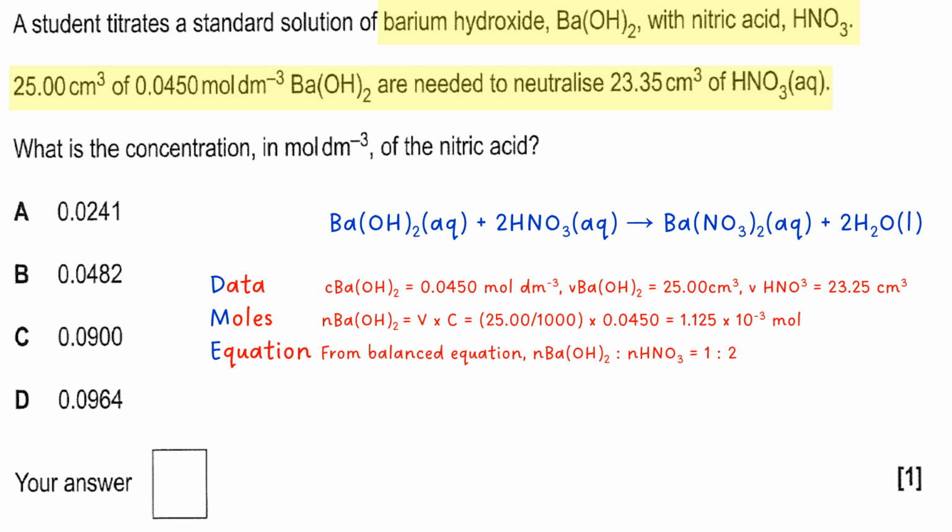Looking at the equation, there's a 1 to 2 mole ratio between barium hydroxide and nitric acid. So therefore you double that number of moles of barium hydroxide to get the number of moles of nitric acid at 2.25 times 10 to the minus 3.